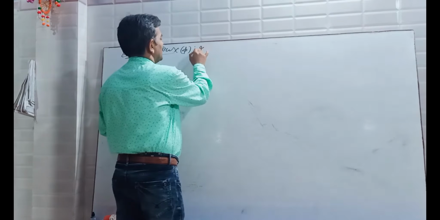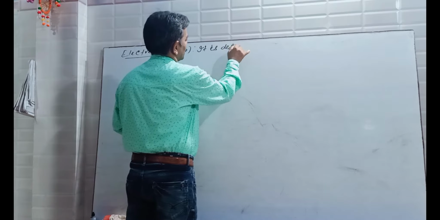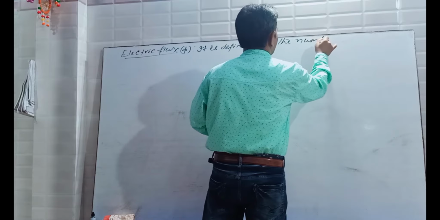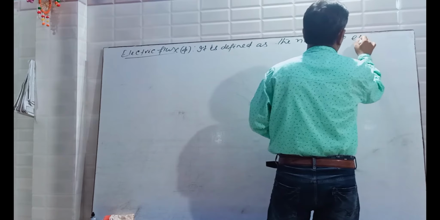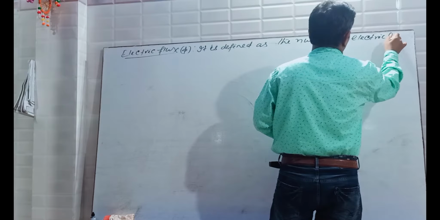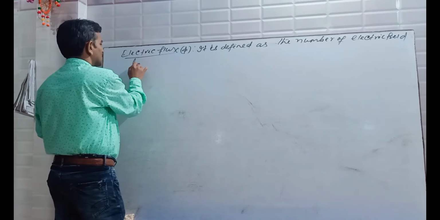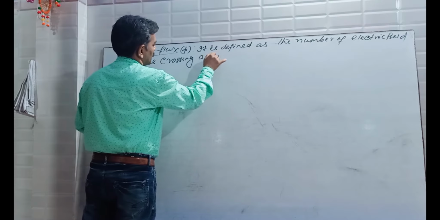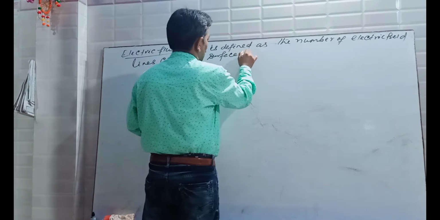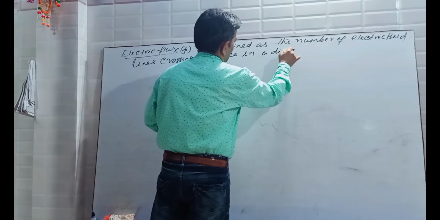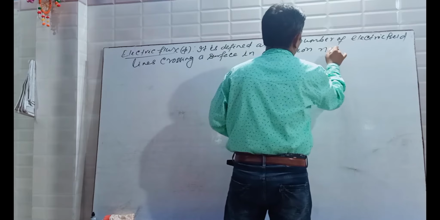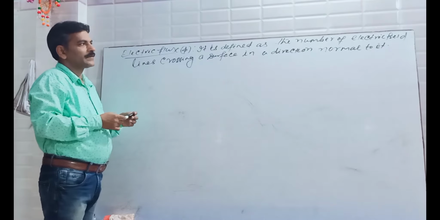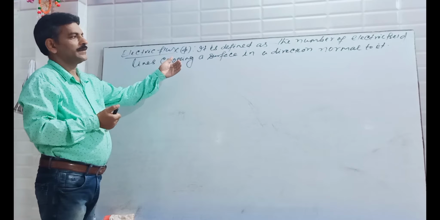It is defined as the number of electric field lines crossing a surface in a direction normal to it.